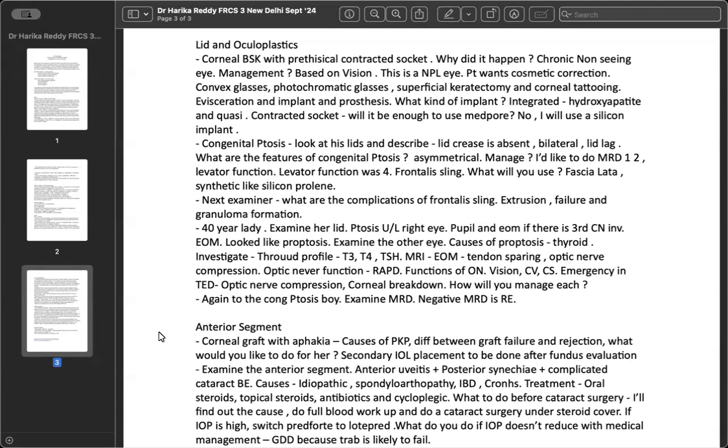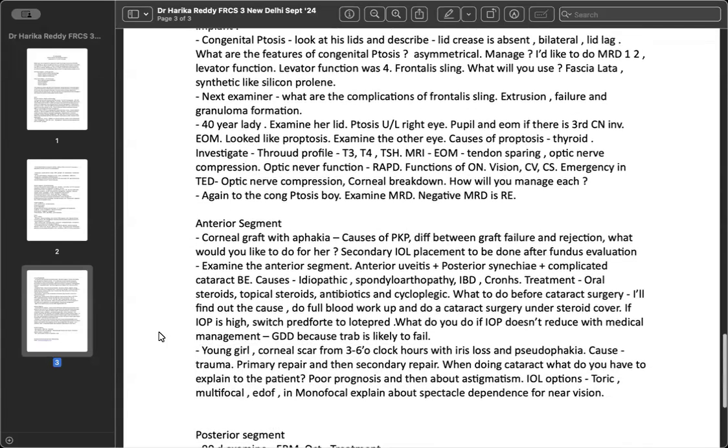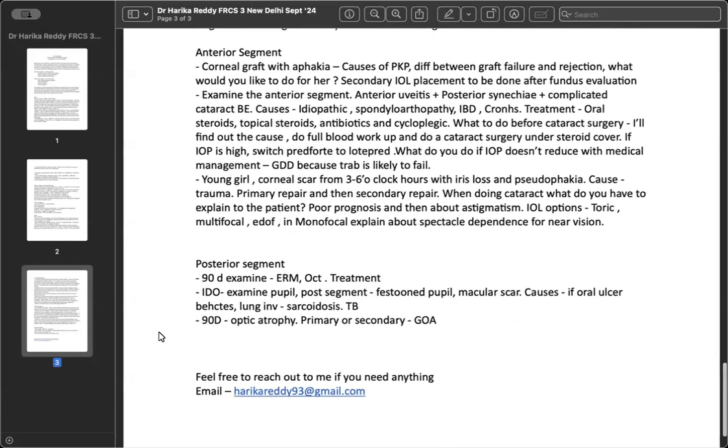Yeah, Dr. Kaushik's right. I didn't know IDO. I don't do IDO at all. I only use 90D, but for the exam, I actually saw like 50 to 100 patients before going. So, yeah.